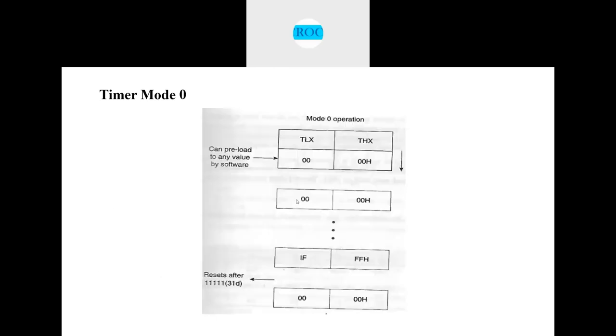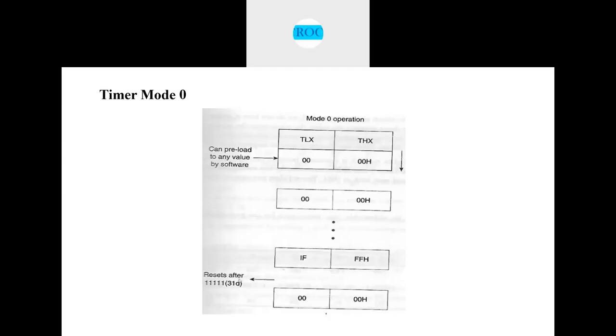We studied this in detail. I explained about this operation also. Since it is 13 bits, the maximum we can have is 0001 and all ones till here. The 13 bits will be set to 1, which will be 1FFF.